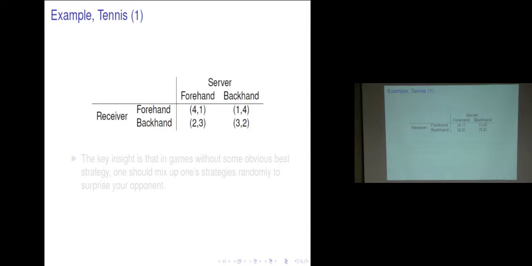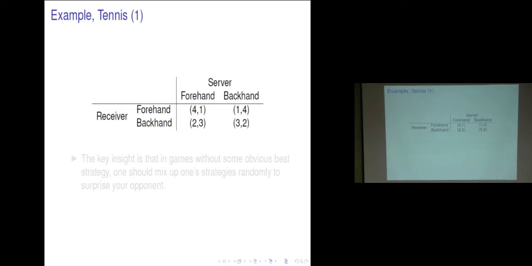So we are going to look at a game of tennis. We have player 1, the receiver, and player 2, the server. There are two options. The receiver will predict whether it's forehand or backhand, and the server will do the same: serve to the forehand or backhand of the receiver. Now the payoff is set up in this way.